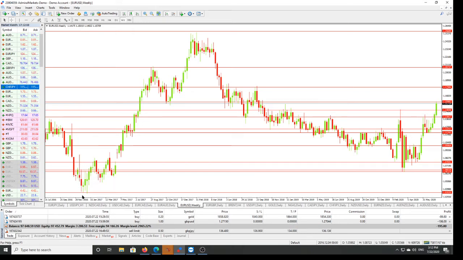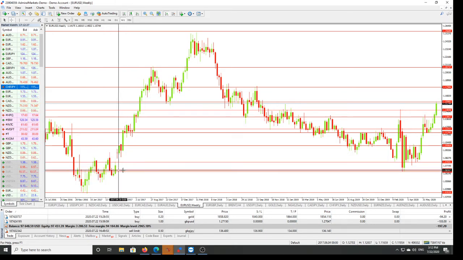Price came and tested the support once, tested the support twice, tested the support three or four times. Because it couldn't break, I'm just taking my buy from here, and my stop loss is below here, very tight. And then the first profit target is the first resistance level.